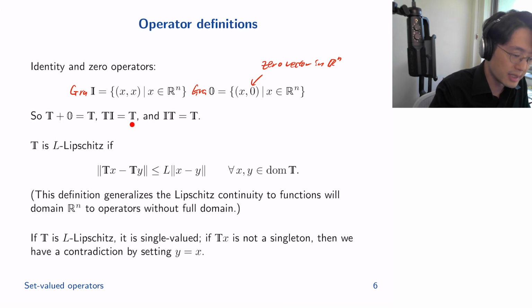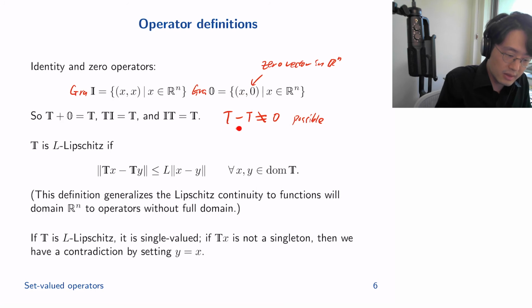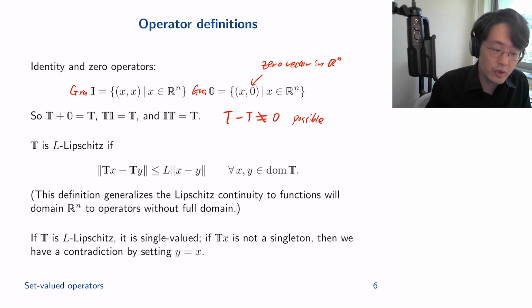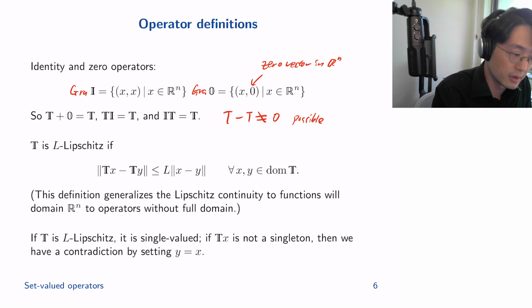T composed with I is T, and I composed with T is equal to T. But for example, T minus T is not always equal to 0. If the operator T is single-valued, then sure, T minus T is the zero function. But that's not always the case when you have a set-valued operator. So this is possible when T is set-valued.